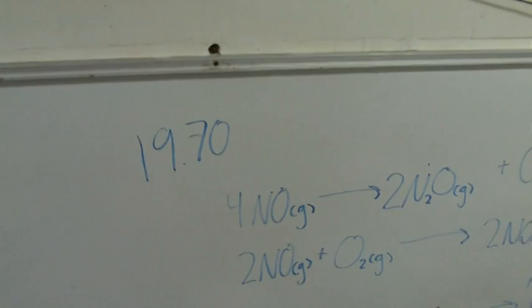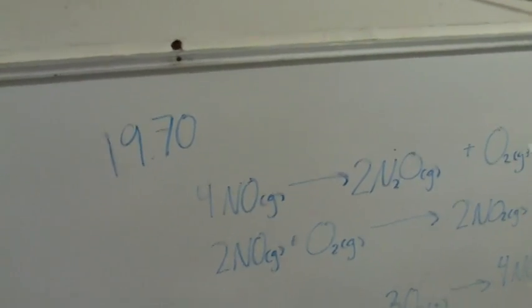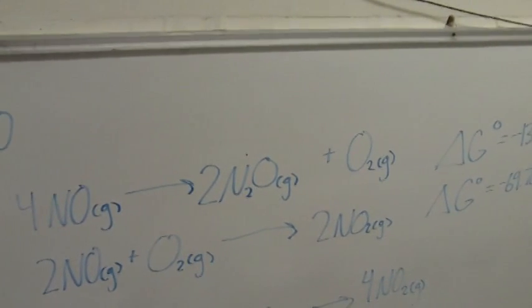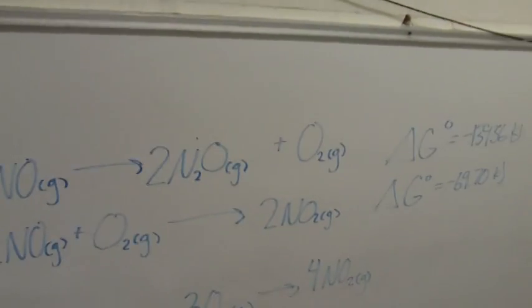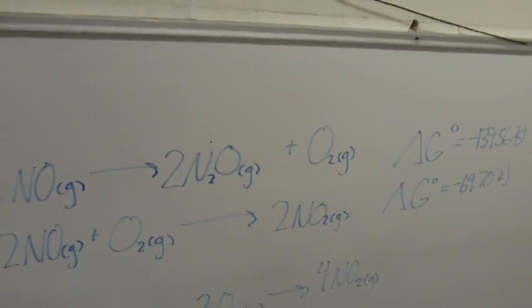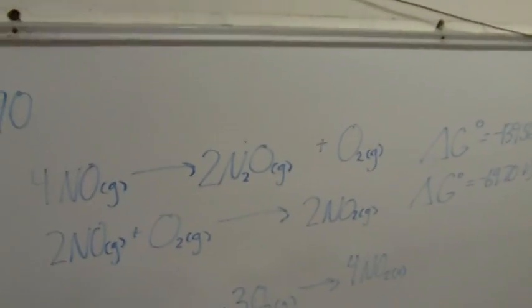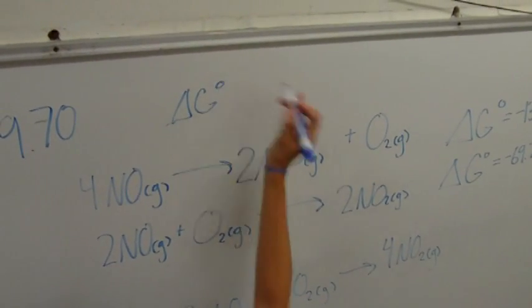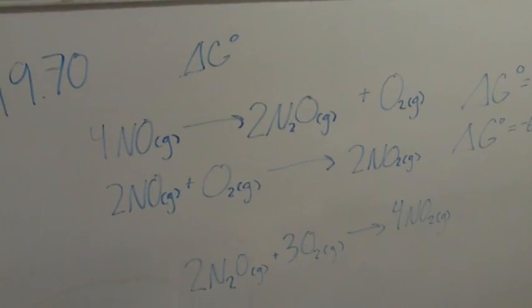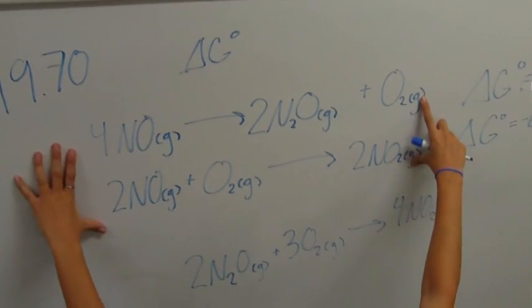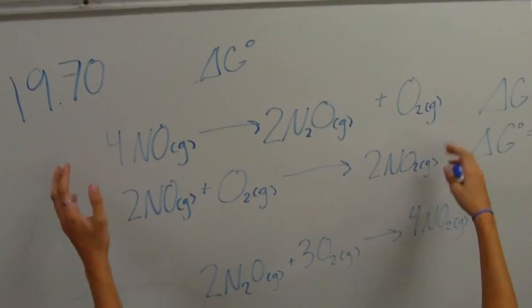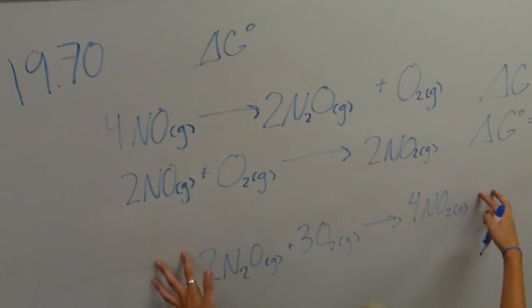Okay, everyone, this is 19.70. It says, given the following two equations, calculate delta G for the reaction here. We did something really similar with delta H in a past chapter, but this time we're dealing with delta G, but it's really the same thing. We know delta G for these two equations, and what we need to do is manipulate them in such a way that we can add them together to get this equation.